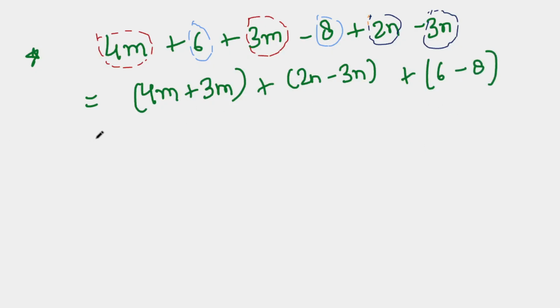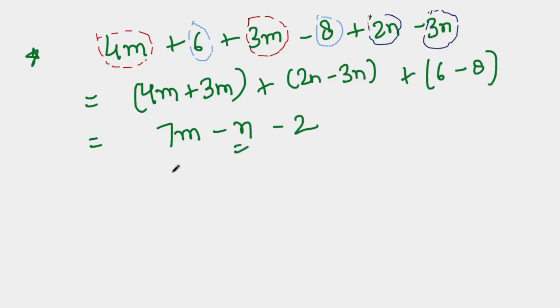Now we will combine them. It means we will perform various mathematical operations. So 4m plus 3m gives us 7m because we add the coefficients only and the variable remains the same. So 4 plus 3 is 7 and the variable is m. 2 minus 3 gives us minus 1. So it will be minus n. And then plus 6 minus 8 is minus 2.